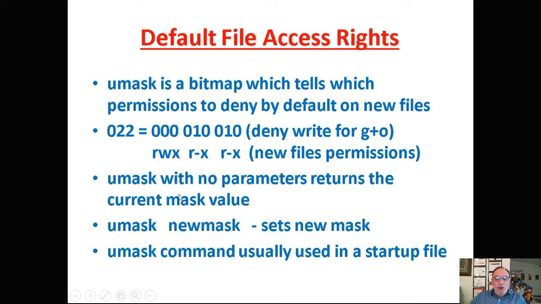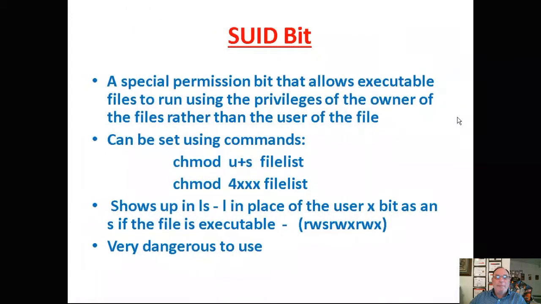Okay, umask with no parameters is going to return the current mask value. Umask new mask, you can set a new mask value. And the umask command usually is used in a startup file, such as your configuration files that run when you start your shell. The SUID, okay, that is a special permission bit that allows executable files to run using the privileges of the owner of the files rather than that of the user of the file.